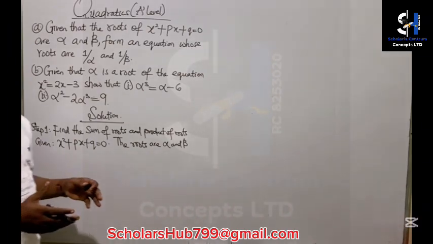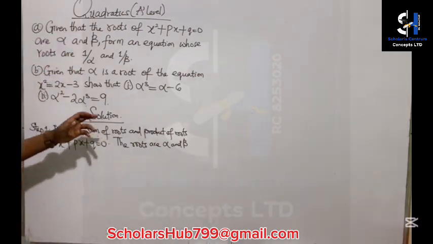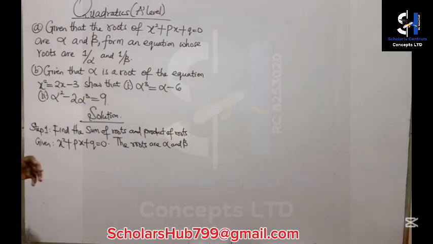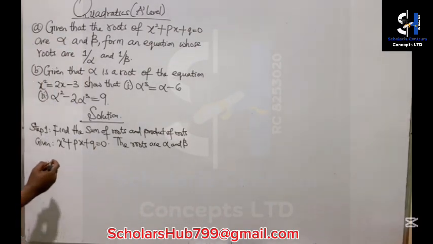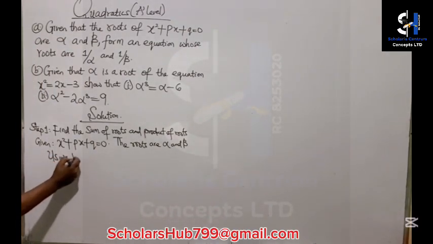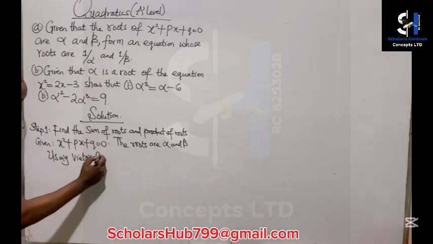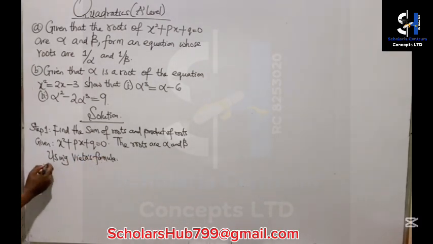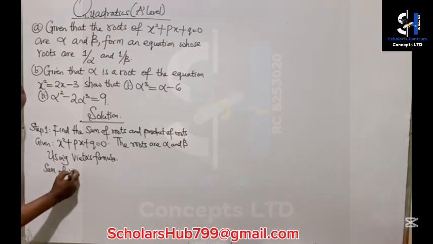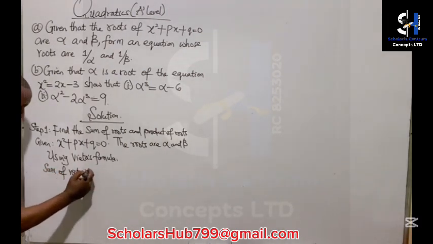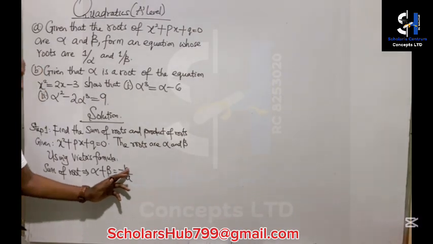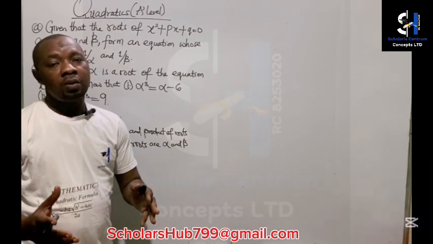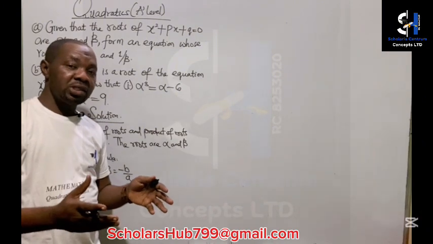Now, to be able to construct a quadratic equation whose roots are 1 over alpha and 1 over beta, let's see how that works out. We're going to use what we call Vieta's formula. So using Vieta's formula, we know that the sum of roots, alpha plus beta, would be negative b over a. That's when we use the general quadratic equation.